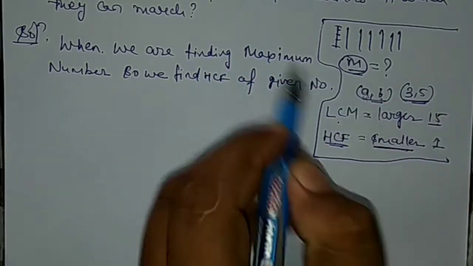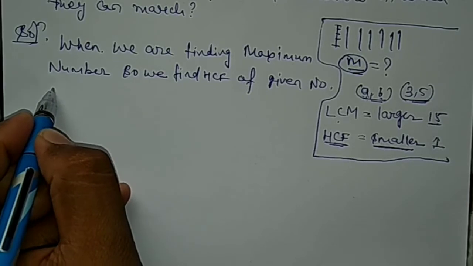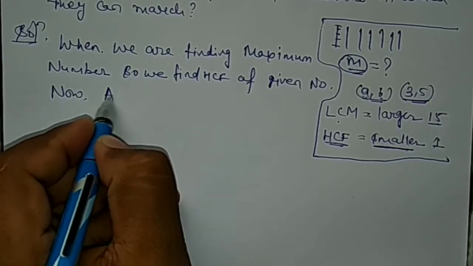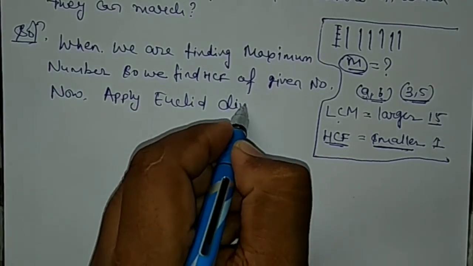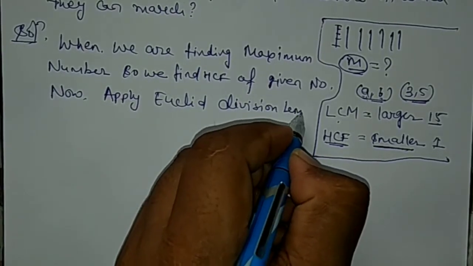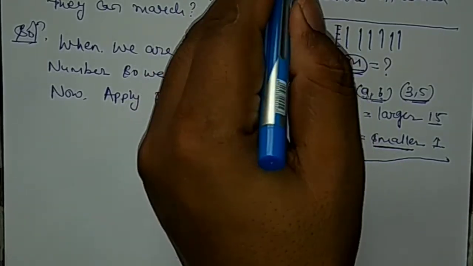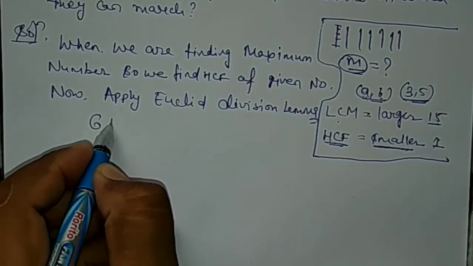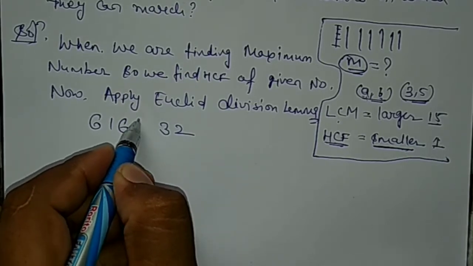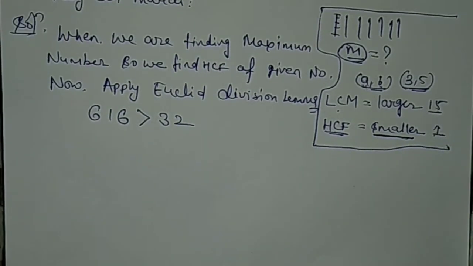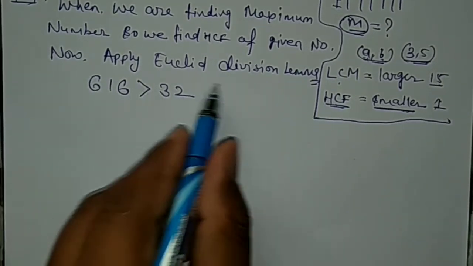In such type of question you have to apply this concept only. Okay, and that is very easy. Now apply Euclid's division lemma. What is the Euclid division lemma? Compare the both numbers. What are the numbers here? 616 and 32. Compare the both number, which is larger? 616 is larger.